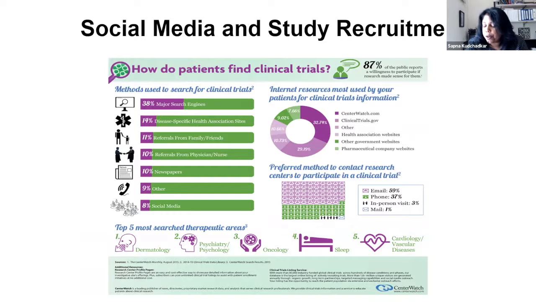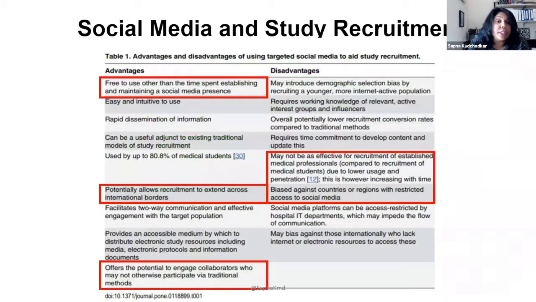I did want to say a brief word about social media and study recruitment. So social media can be a way of recruiting not only patients, but actually sites for studies. And I'm going to focus on sites specifically because it can be a great way to get your message out there beyond traditional email listservs, etc. So it's free, which is one of the huge advantages. It allows you to extend beyond international borders, and it offers the potential to engage with collaborators who may not be engaged in other traditional methods.